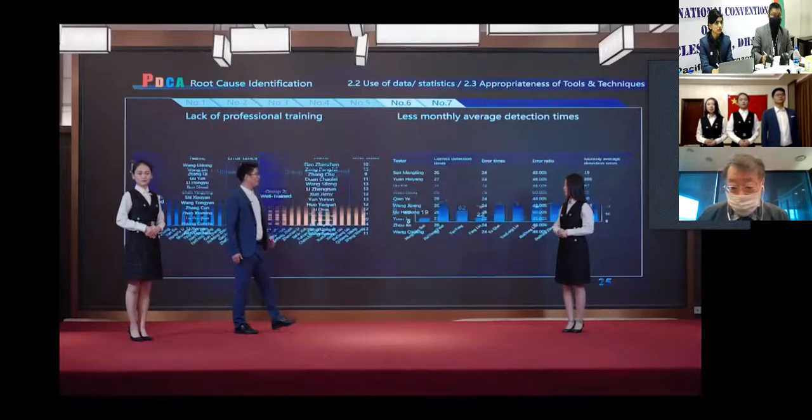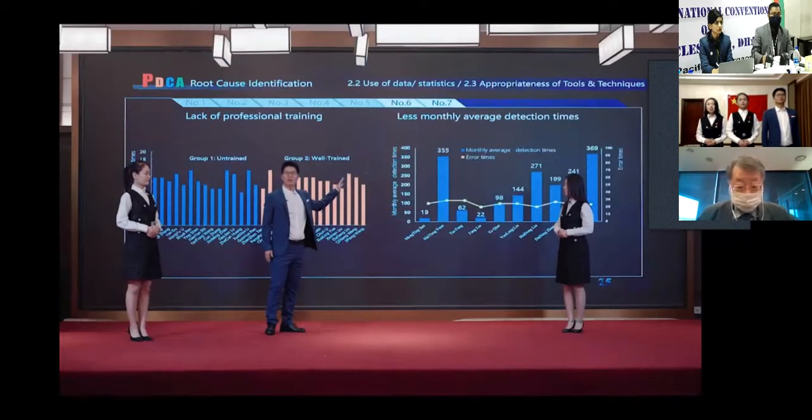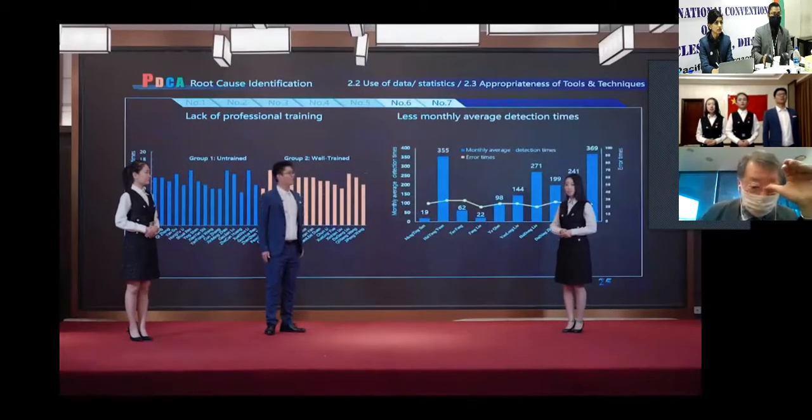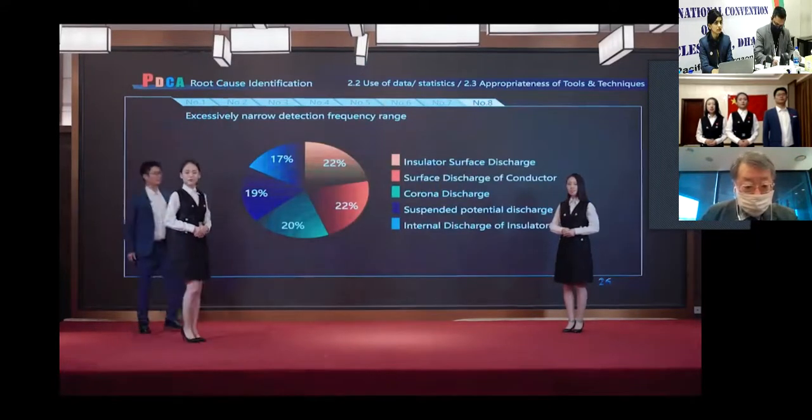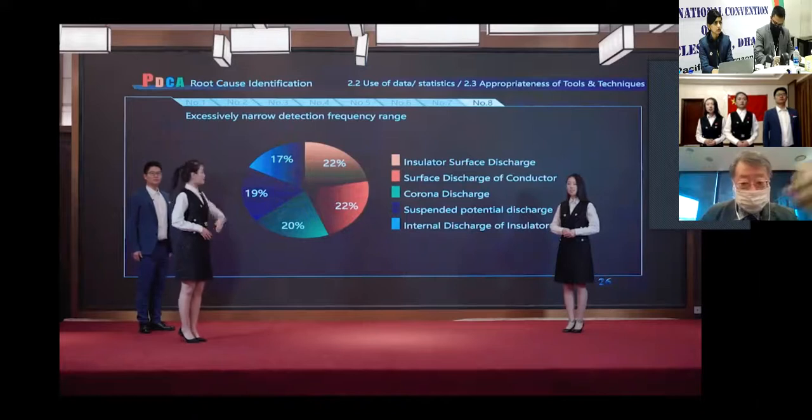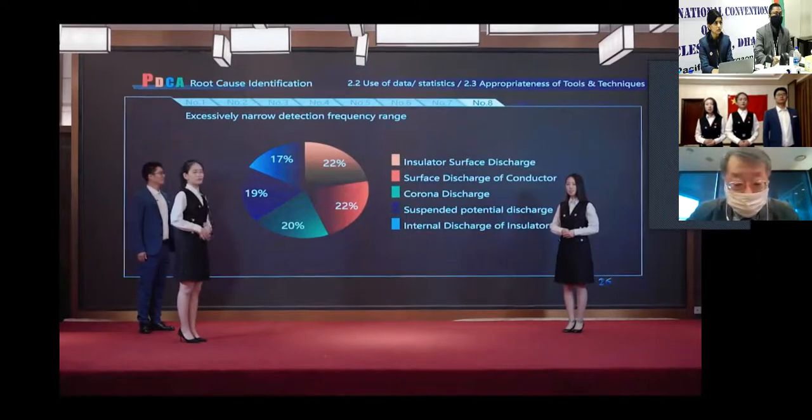Look at the bar graph. Obviously, they have little impact on the cracks, so they are not root causes. Number 8, excessively narrow detection frequency range.